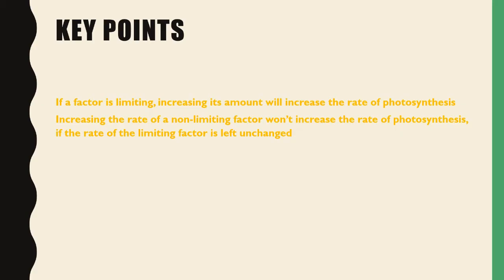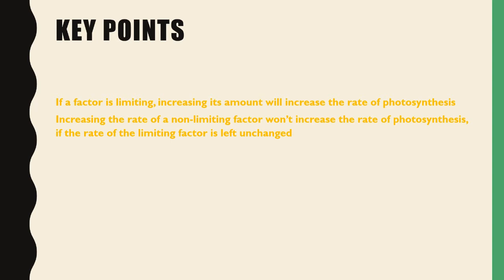So the two key points to begin with that you need to know is that a limiting factor, well, what is it? Well, if a factor is limiting, then if you increase its amount, it will increase the rate of photosynthesis. So if I increase light, for example, then the rate of photosynthesis will also increase. So there's going to be a positive correlation. So that's what a limiting factor is.